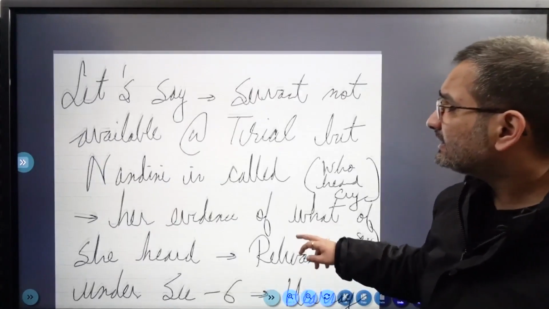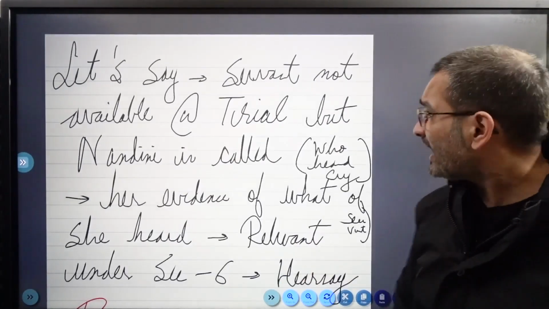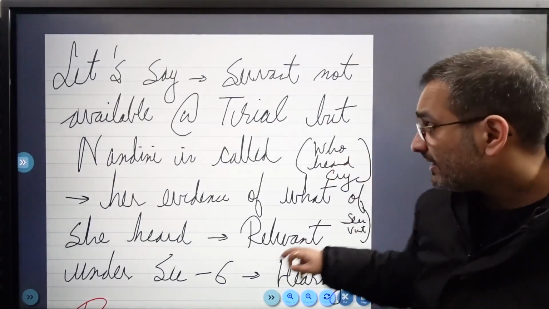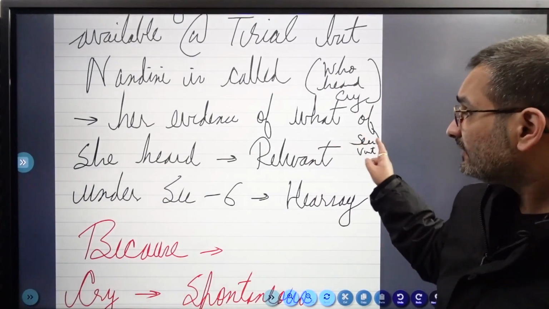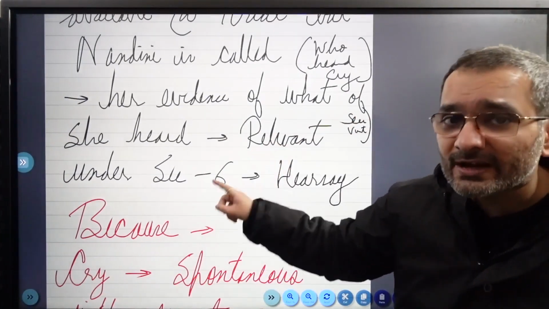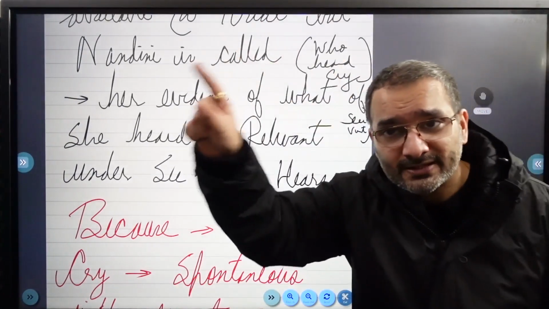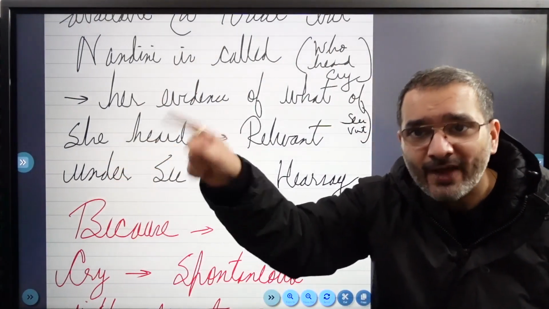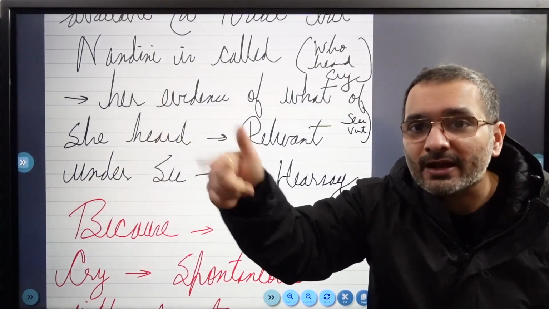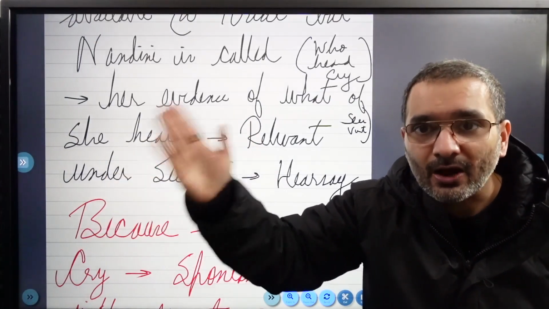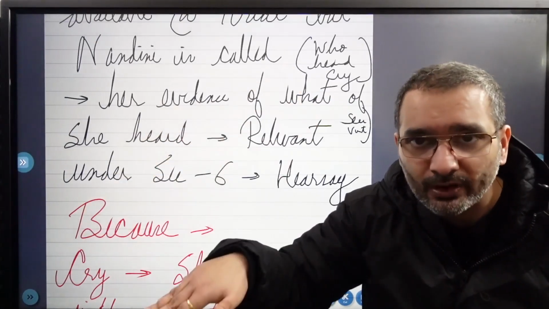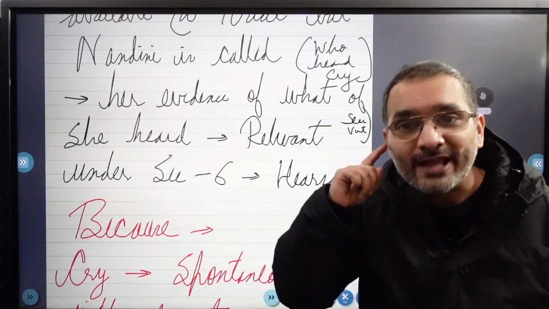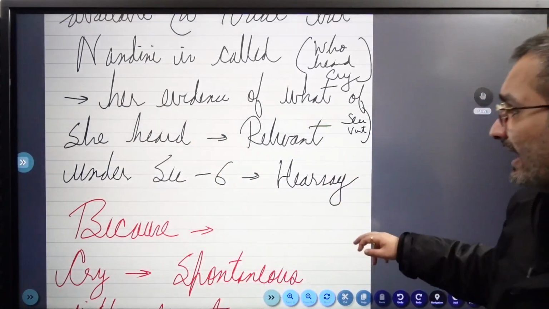So let's say the servant is not available at trial, but Nandini is called as a witness who heard the servant cry. Her evidence of what she heard becomes relevant under section 6 because that servant's cry is immediate and spontaneous with the main fact in issue, which is whether Shivangi killed Garima or not. How did she kill? Intention, all become facts in issue. But that servant's cry was immediate. Now that will be relevant, all right?